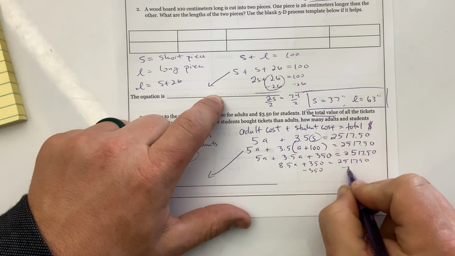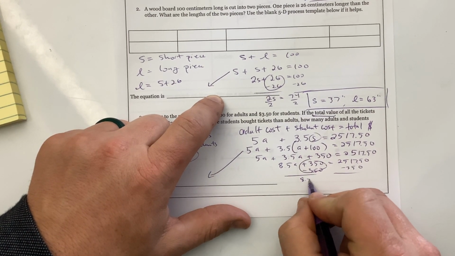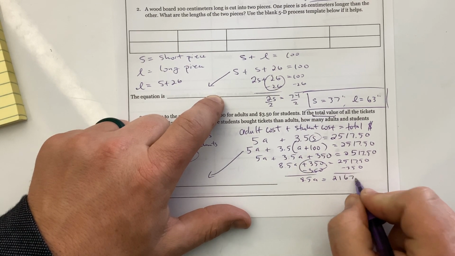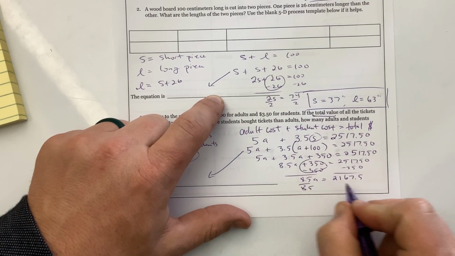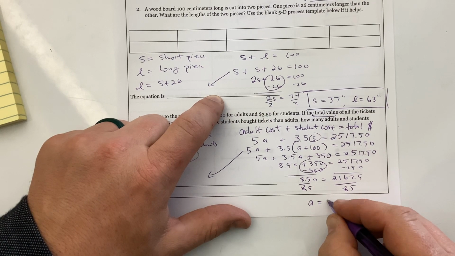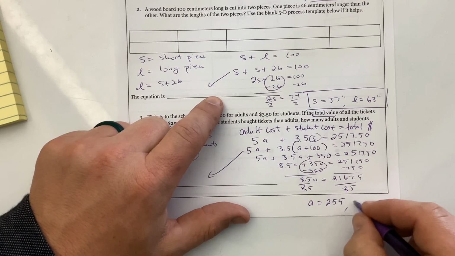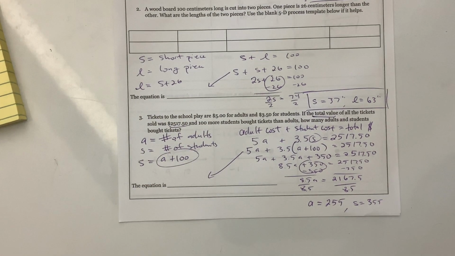Subtract 350 from both sides. That goes away. 8.5A equals $2,167.50. Divide by 8.5. And the adult tickets were 255, which means student tickets were 355. And again, you should have put that in a nice declarative sentence.